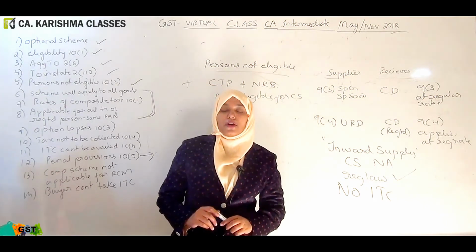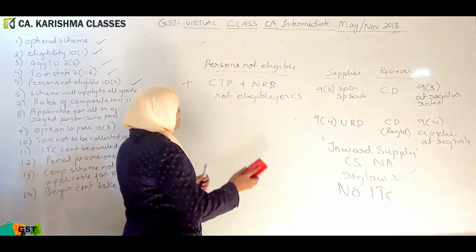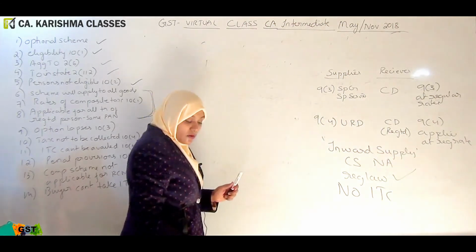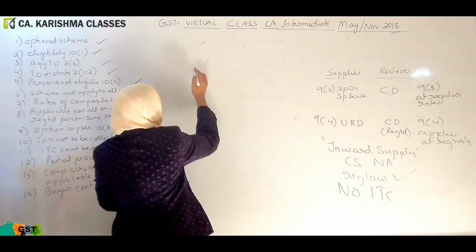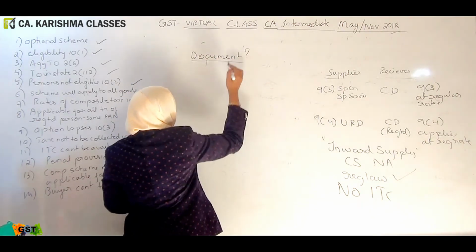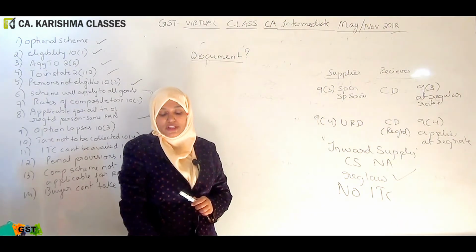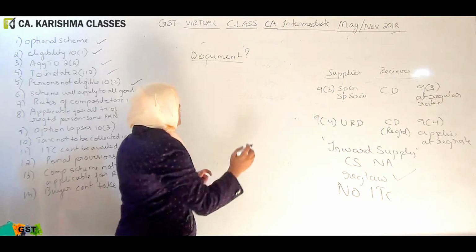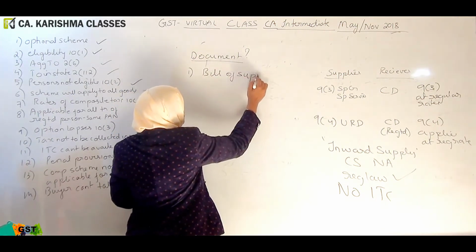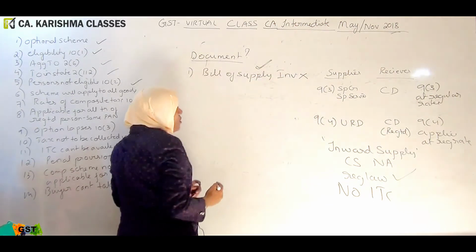Then what are the other important points that you need to understand? Okay, first important point that you need to remember is certain special points. What are these special points? For a casual taxable person, what is the document that has to be used? Which document you will be using? You will be using a document which is a bill of supply. You will not use invoice. Don't use invoice, rather use bill of supply.